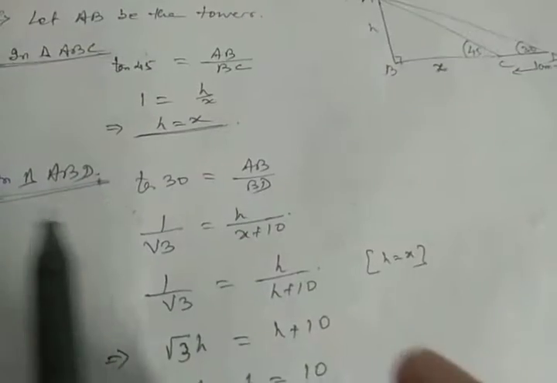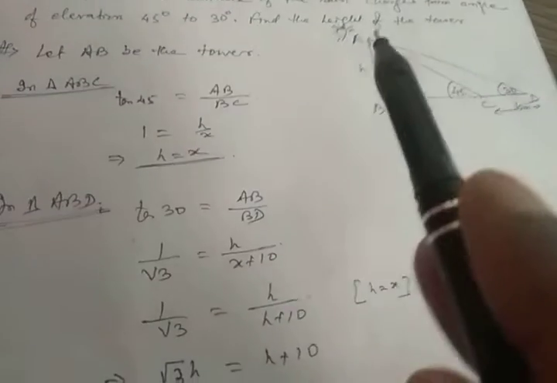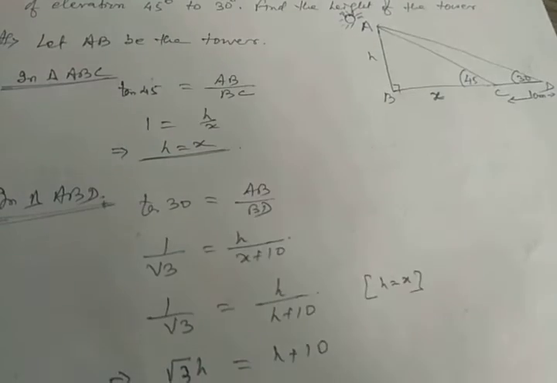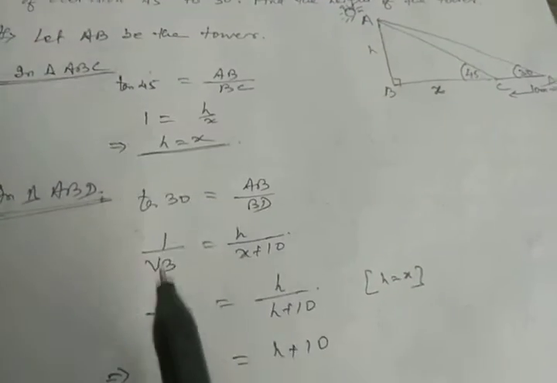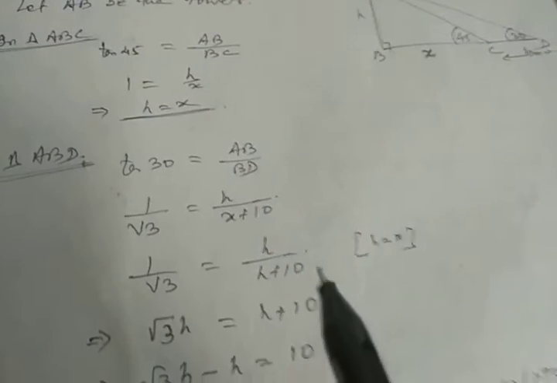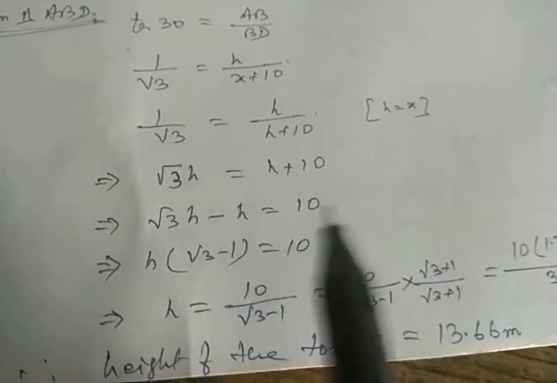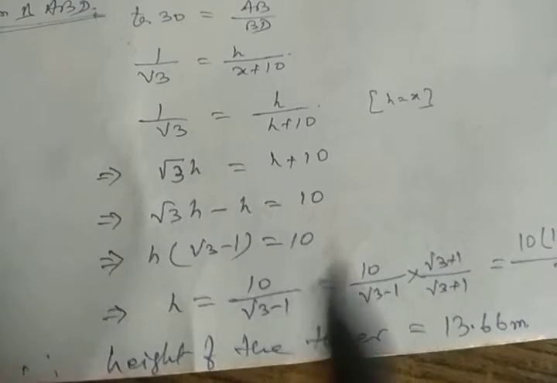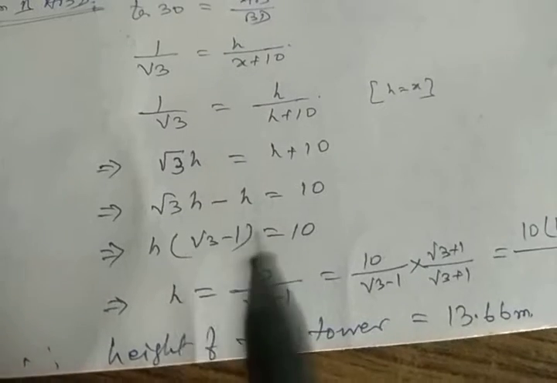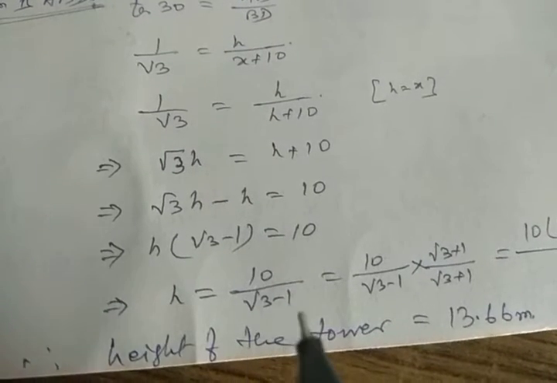In this case, in triangle ABD, tan 30 should be equal to AB by BD. I mean 1 by root 3 is equal to h by x plus 10. But h is equal to x, so we can write h plus 10. Now do the cross multiplication. Root 3 h is equal to h plus 10. And so root 3 h minus h is equal to 10. Take the h common. Root 3 minus 1 times h is equal to 10. So h is 10 by root 3 minus 1.